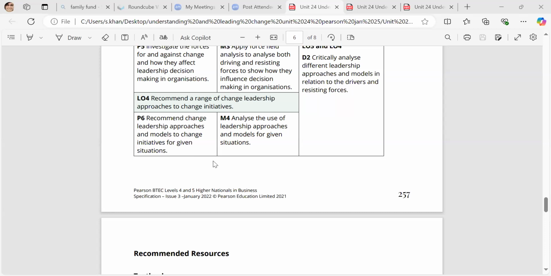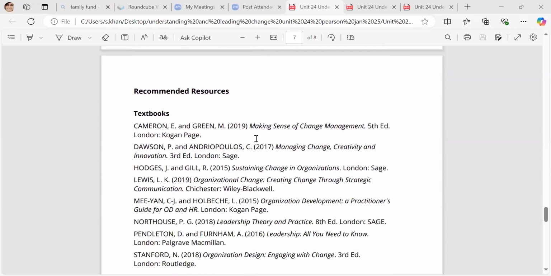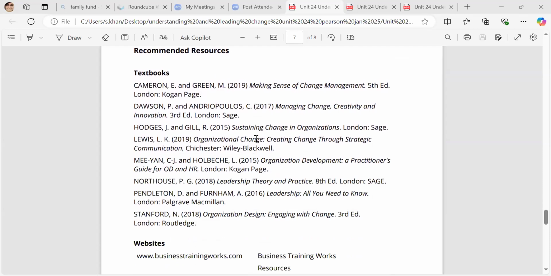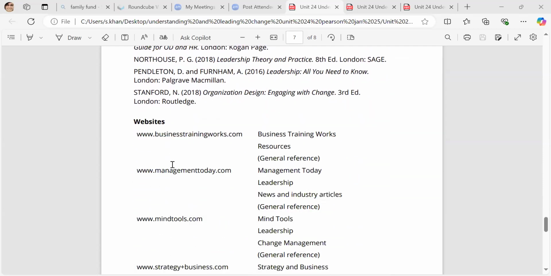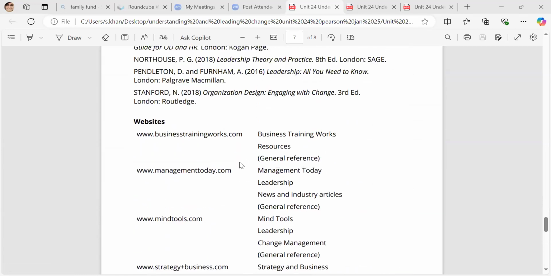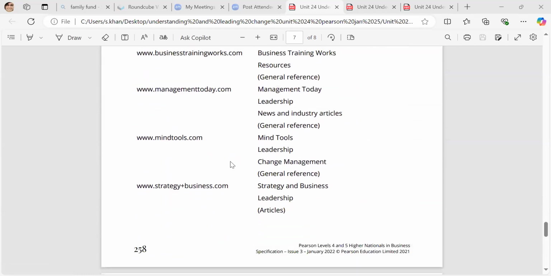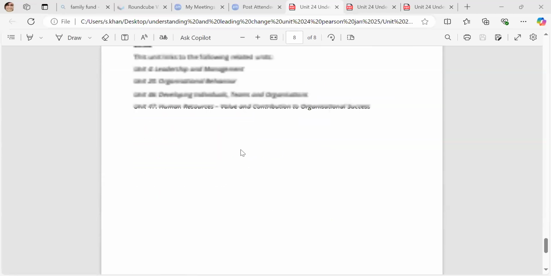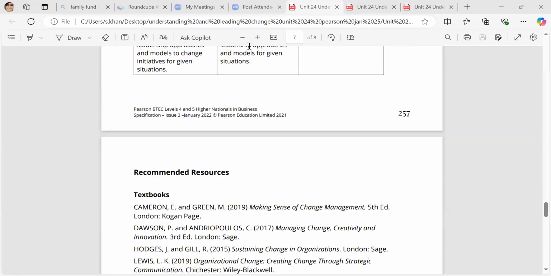Now, this will be looked at more when it comes to doing your assignment discussion and what is expected of you if you want to gain a pass, merit or distinction. Some recommended resources there, some textbooks and websites that you could use to help you, and some links there that could help you complete the assignment and look at the unit. Okay, so this is the module specification, and this is available on Moodle.